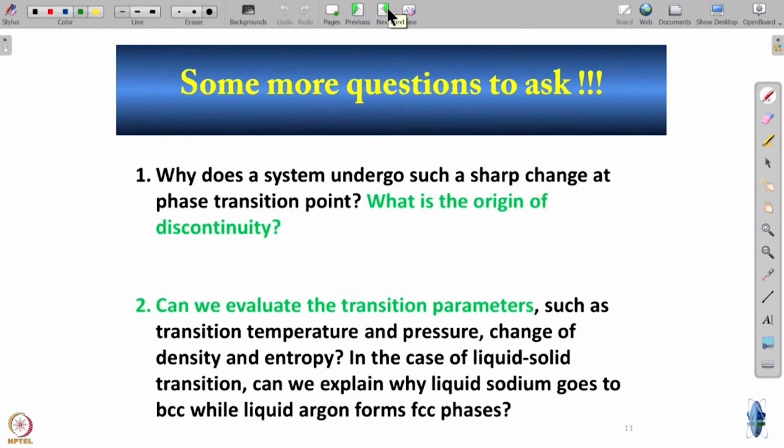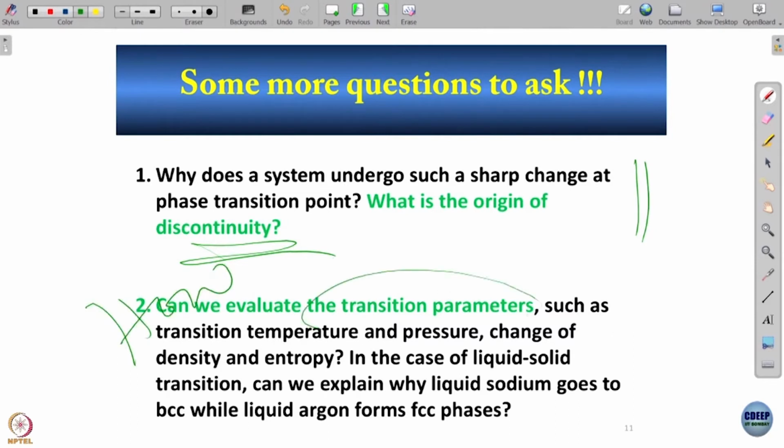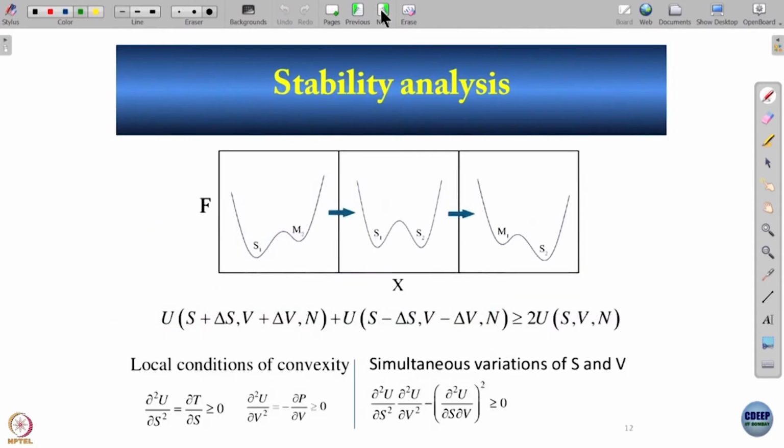So, again, come back: why does a system show such a sharp change? What is the origin of discontinuity? Then how can we calculate, how can we evaluate the transition parameters like latent heat? What are the order parameters? Then why does liquid sodium go to BCC while argon goes to FCC? These are the questions one would like to answer. This is where Landau now came in.